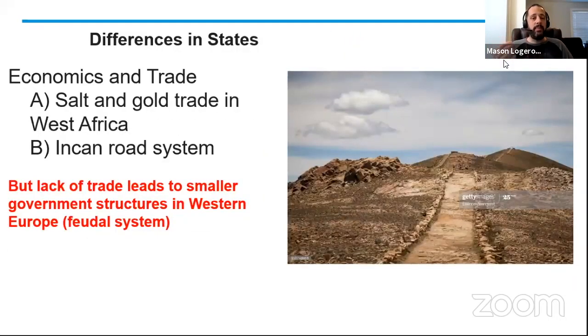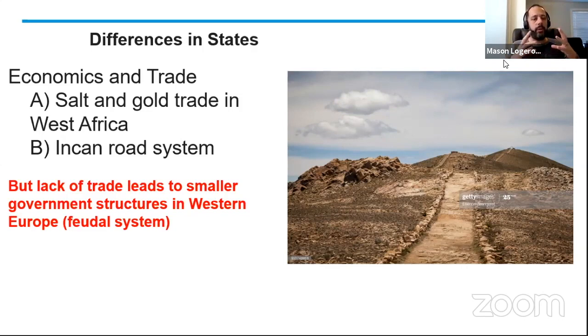But we can also see some differences. Let's think about that other way that government leaders stay in control, and that is through the economy, through trade. Mansa Musa and the other leaders of Mali were able to take control and grow their kingdom because of all the money coming in from the salt and gold trade.